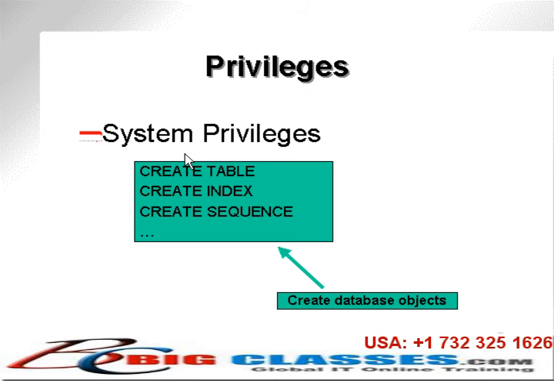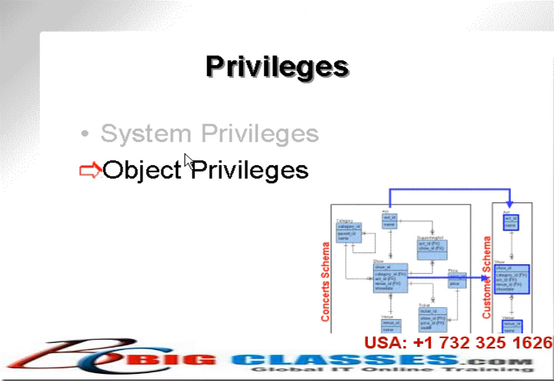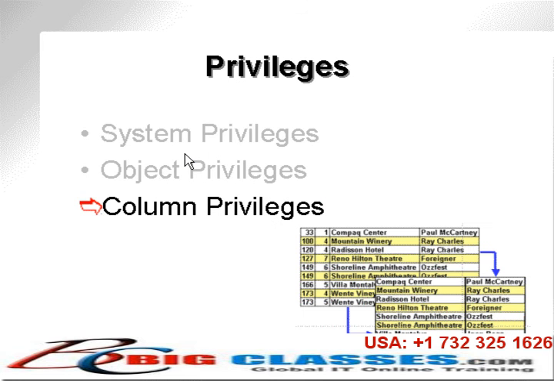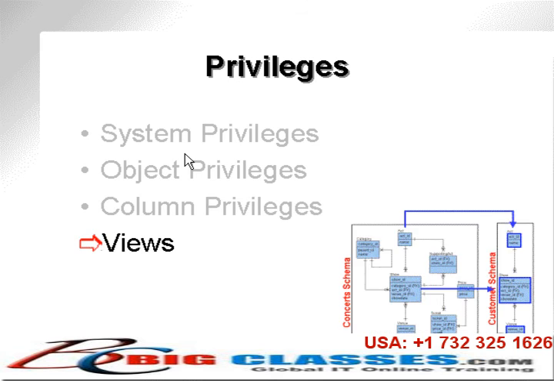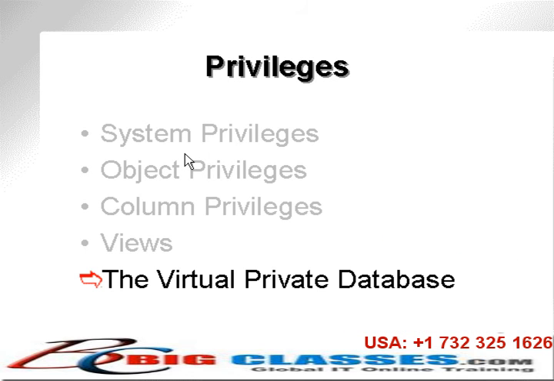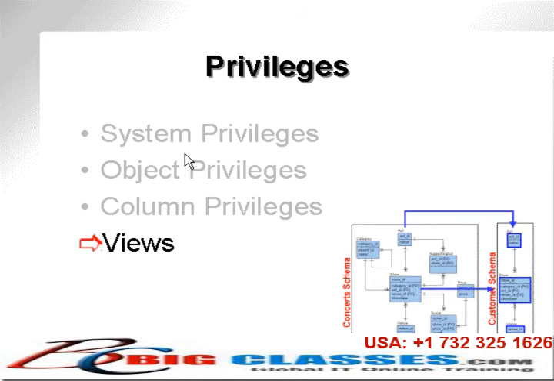This leads us to privileges. There are a number of layers of privileges. These are system privileges, object privileges, column privileges. There are a number of other levels of privilege allocation, which we will go through in detail.